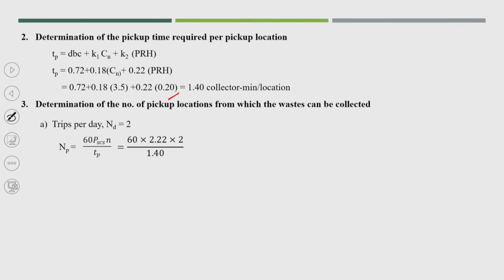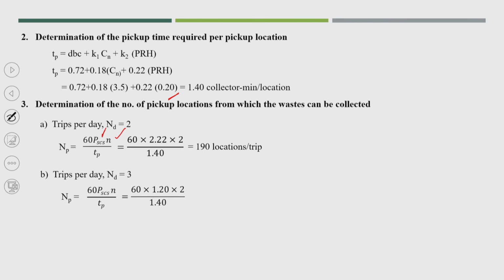Now, here N is 2, okay, for ND2. So, in both the cases the pickup time is different here, okay, PSCS value. So, in ND2 it will come out to be 190 locations per trip, and number of trips 3 per day. So, from that we can calculate the number of pickup locations, that is coming out to be 102 locations per trip.